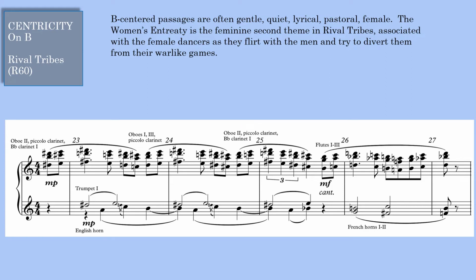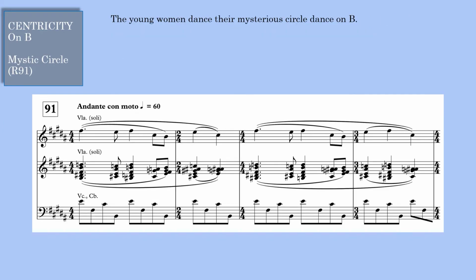In contrast to the celebratory, triumphant F, B-centered moments tend to be gentler, quieter, explicitly associated with the female dancers and with the feminine. This here is the feminine second theme in rival tribes, associated with the female dancers as they flirt with the men and try to divert them from their warlike games. I call it the women's entreaty. In part 2, the young women dance their mysterious circle dance on B, gentle, lyrical, mostly consonant.